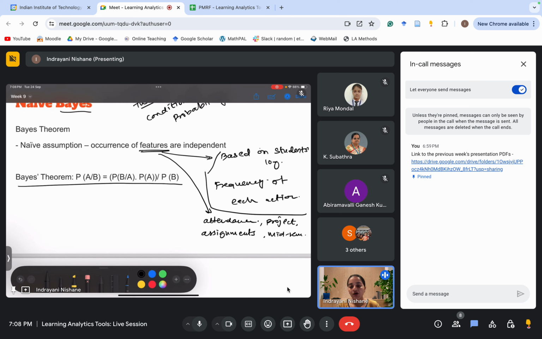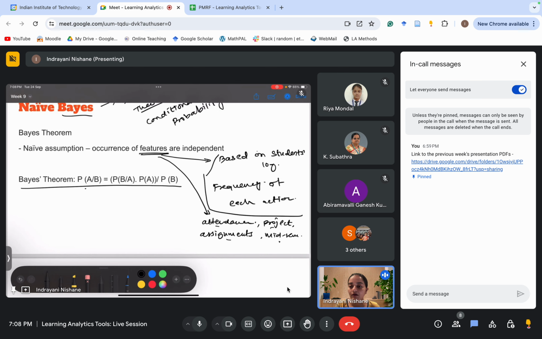So why are we calling this assumption naive? Because all these may not be completely independent of each other, right? There would be some dependence of attendance and project, or project and assignment marks, and project, assignment marks and attendance on mid-semester marks. So all these features are not completely independent. That's why the name naive, and we use this formula for the naive Bayes classifier as well.